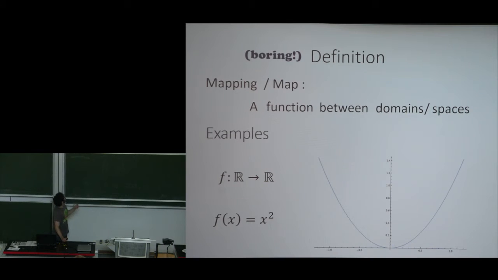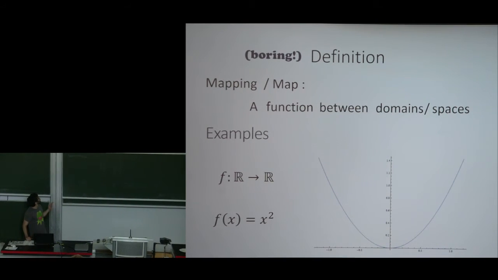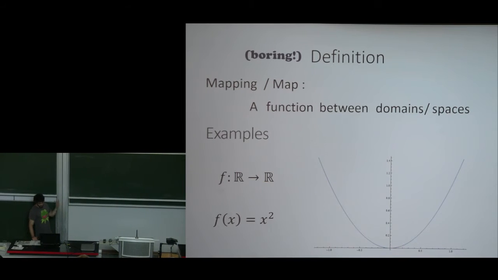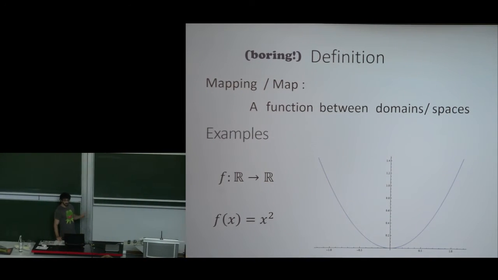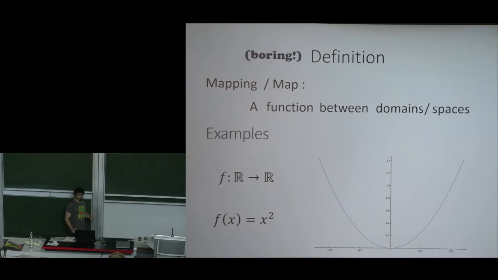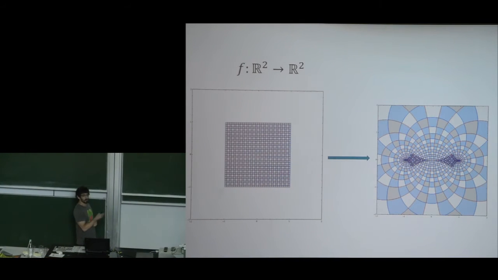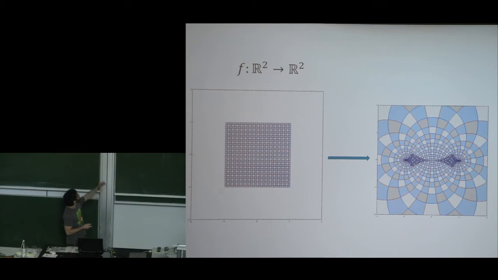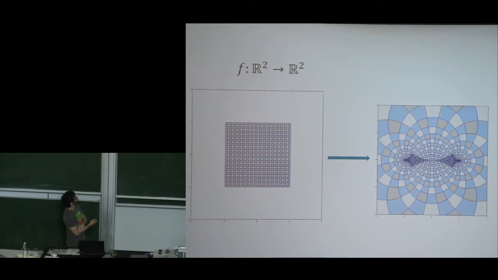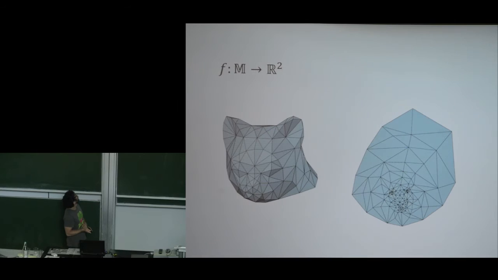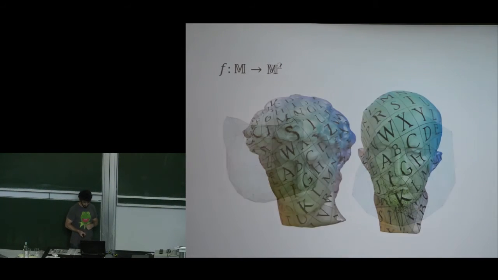So the boring definition of a mapping or a map is simply a function between domains or spaces. And let's just go through a quick few examples. Of course, the most immediate example is a mapping of the real line to itself, from R to R, for instance, this parabola. Or maybe a more interesting map is of the plane to itself. So we take some textured square and map it using this map. Or maybe this mapping of a mesh in 3D to the plane.